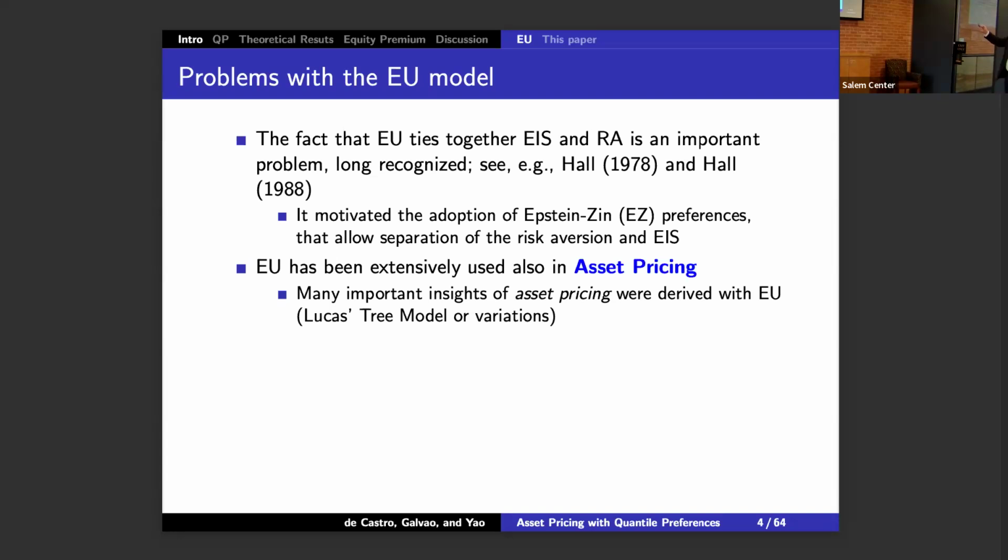Well, Hall didn't have a tool, but then came Epstein and Zin, a very famous paper, 5,000 citations. Actually, they have two, one with 5,000, another with 4,000. It's a very well known and cited paper in finance and micro. What they propose is a preference that is able to separate risk aversion from the elasticity of intertemporal substitution. It's a big deal in macroeconomics and general equilibrium, a lot of stuff. And of course, it's also used in asset pricing, which is the focus of the paper today.